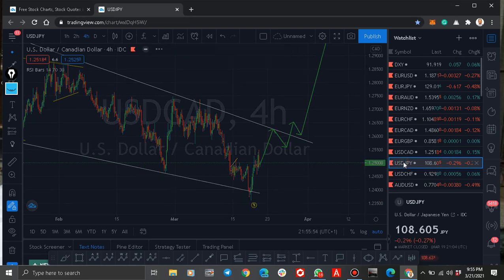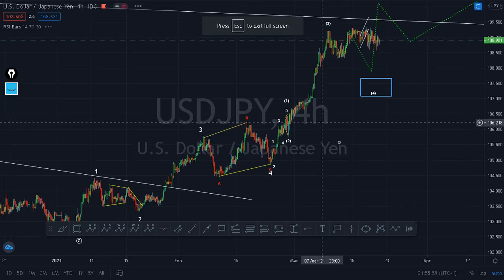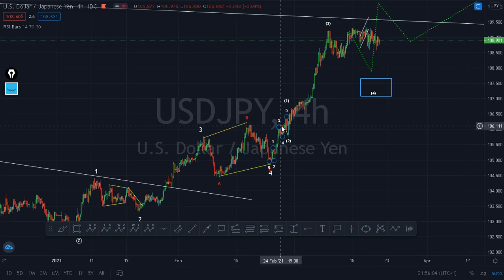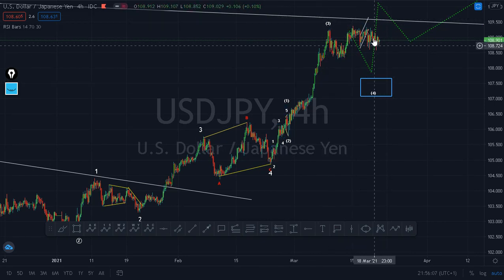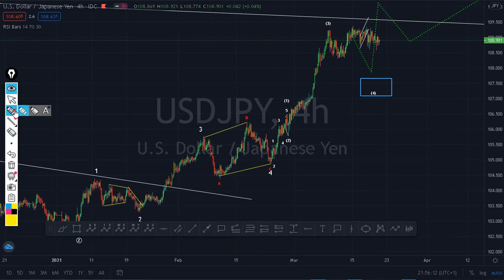Next, USD JPY. There's nothing to say here other than what I have been saying, I want to see a bigger drop. I want to see a close below this, a drop, before I have the confidence to buy. But for now, this to me is too shallow.